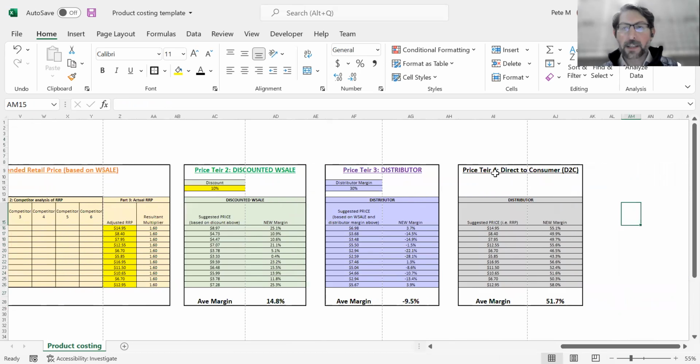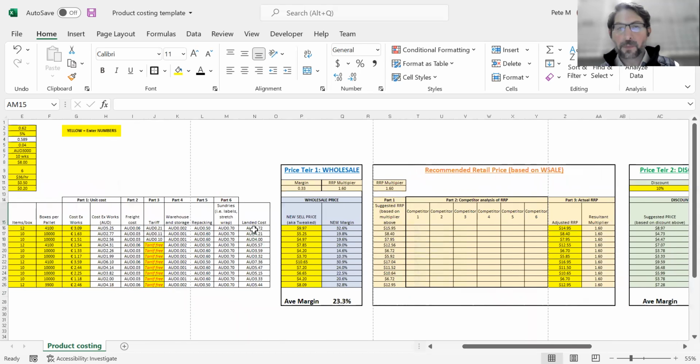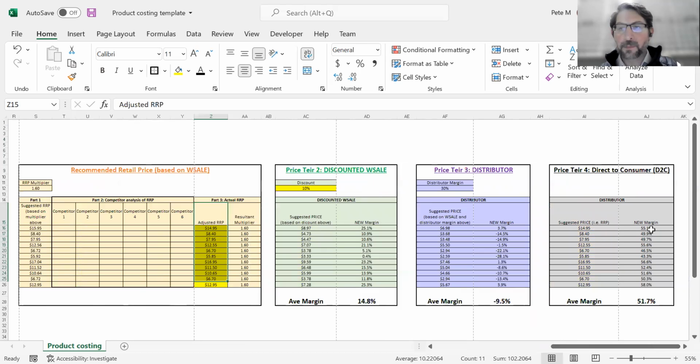The last little bit here then is price tier 4. You might be thinking along the way, especially in the distributor scenario, everybody seems to be taking a clip of the profit. So this is a scenario where we're selling direct to customer. So what does that mean? Instead of that landed cost being converted to a wholesale price and then converted to a retail price, we're going straight from there to our retail price. And no surprises there, we're getting quite a sizable margin.